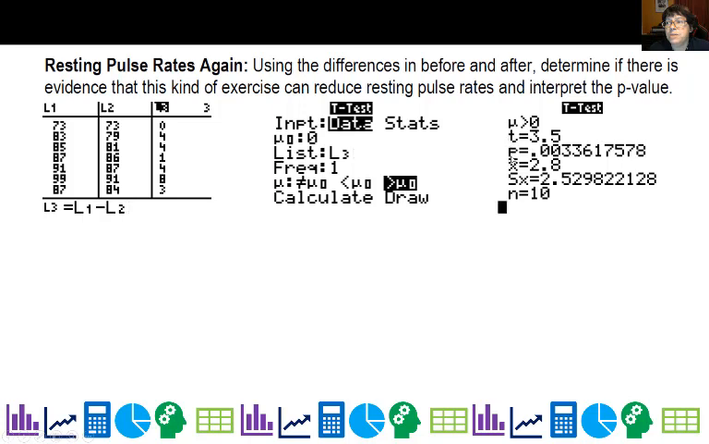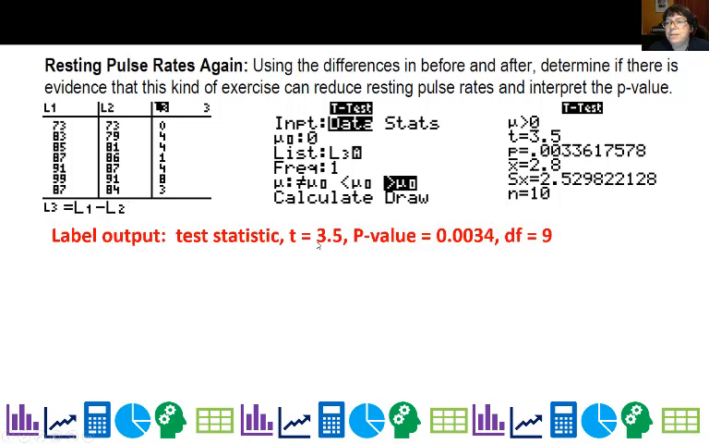There's T, there's P. Degrees of freedom is pretty easy for me to figure out because there are 10 pairs. So I'm not going to worry about, oh, where's my DF? Basically, label your outputs. Make sure you report T, report your p-value, report your degrees of freedom. See, I just took 1 off the 10. So now I can come to my conclusion.